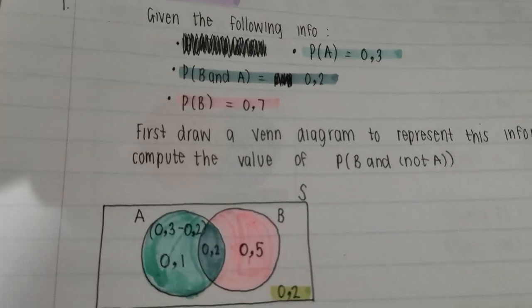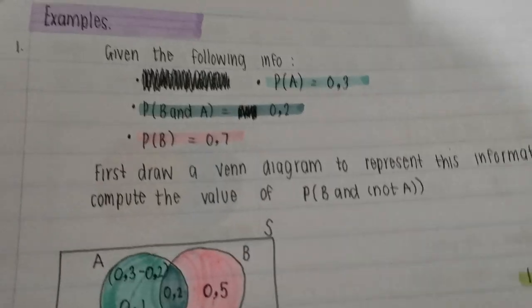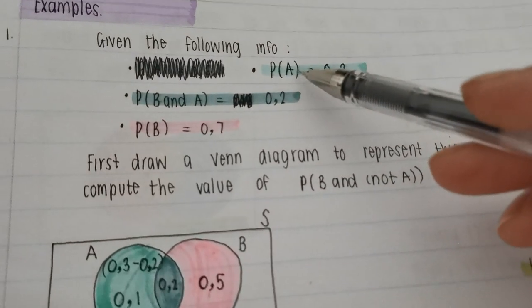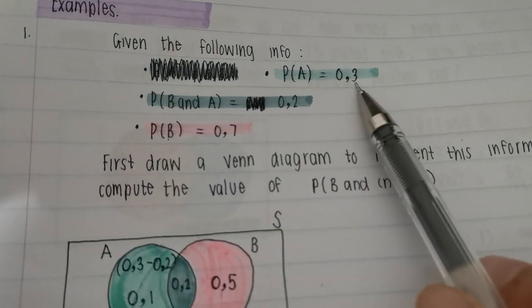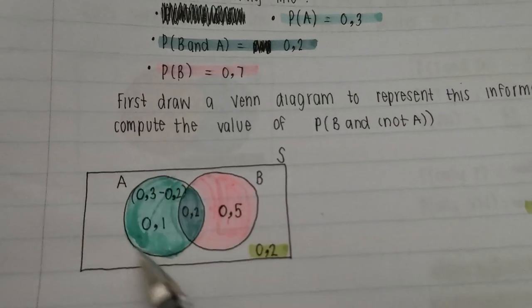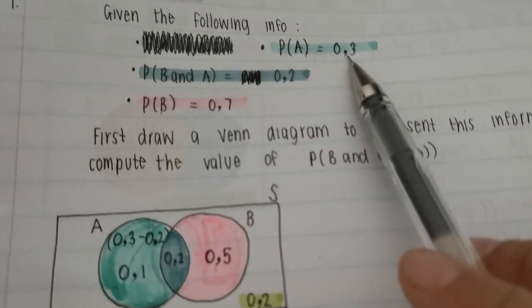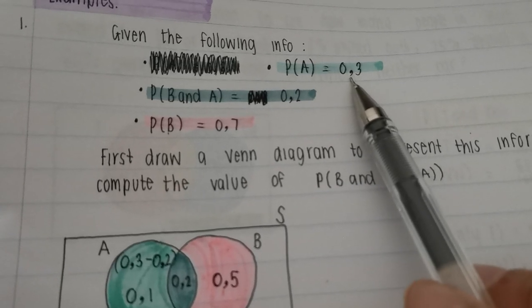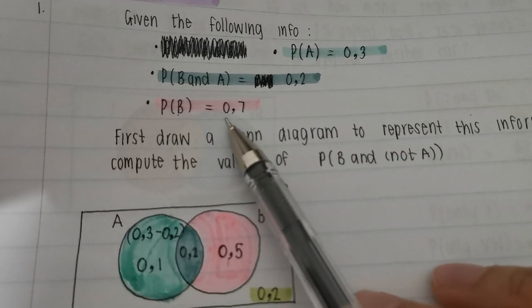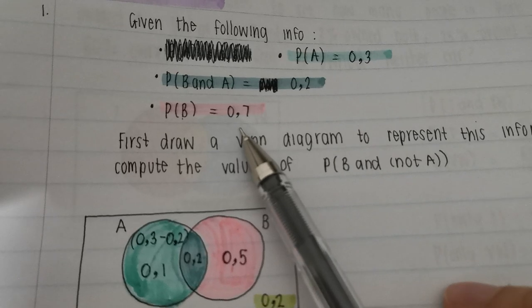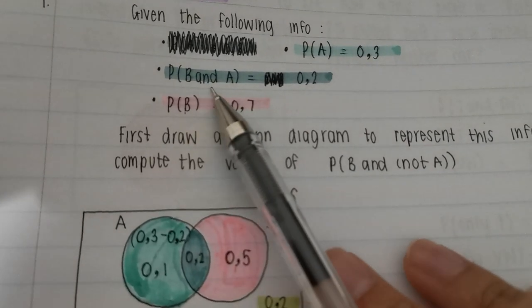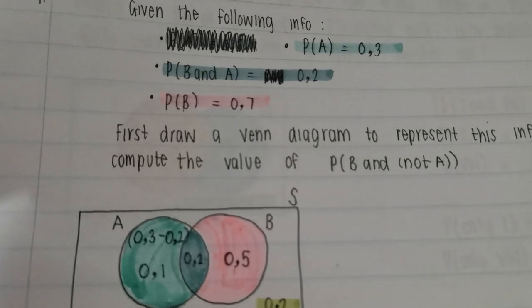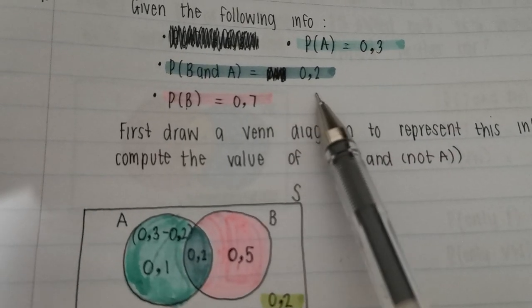Okay, this one here says we're given this information, so event A happening and event B happening. In total, this whole circle of event A happening has a probability of 0.3. And in total, the whole thing of B happening has 0.7. Okay, then you have a probability of A and B happening at the same time, being 0.2.